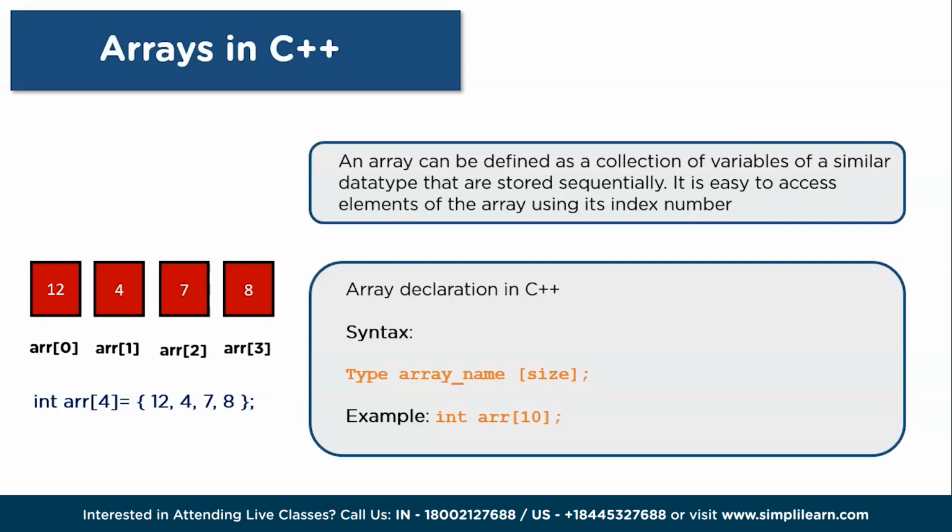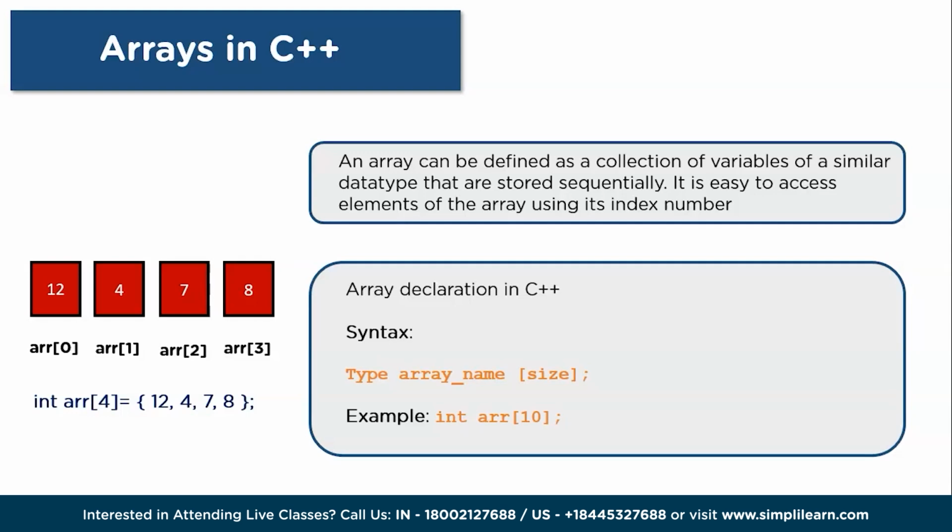The syntax for array declaration is type, then array name along with the size of the array. Here type is the data type of elements that are stored in the array, array name is the name of the array, and size is the number of elements that are stored in the array.